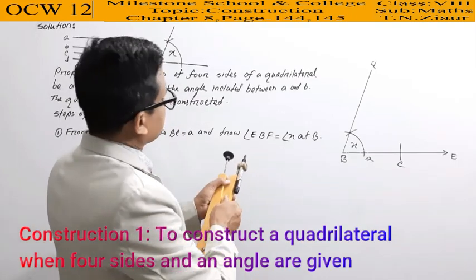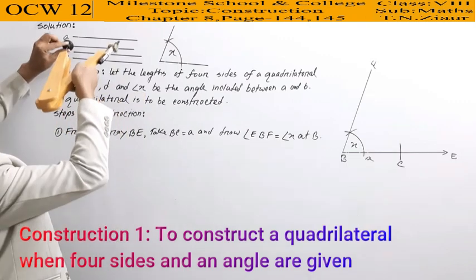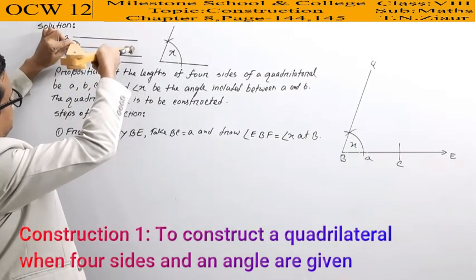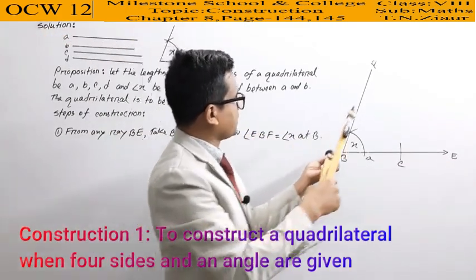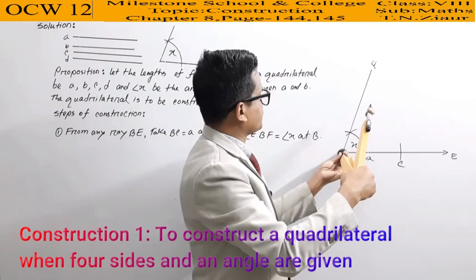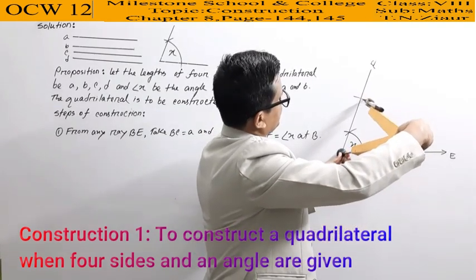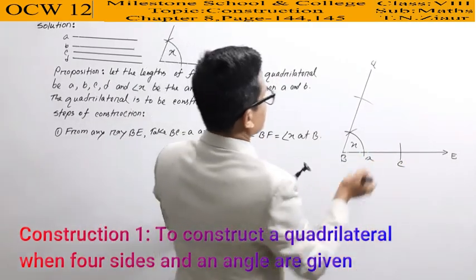Now we take the measure of B, that means we cut off BA equal to the side B. We take the measure of B, place it at B and draw an arc, and this one will cut off A. Okay students, this one is A.